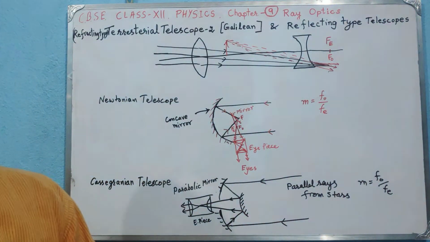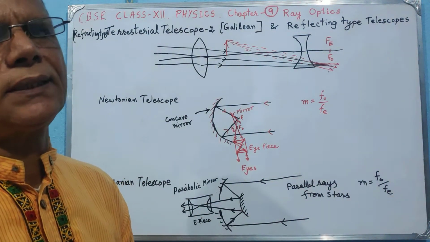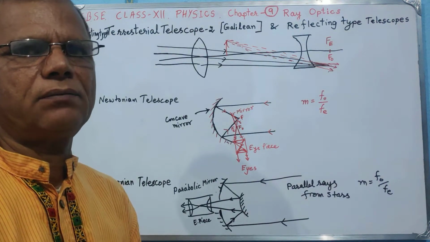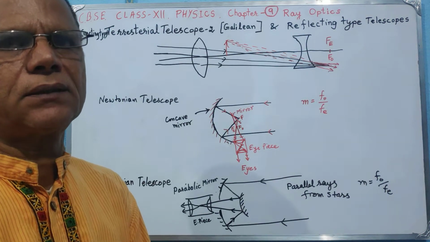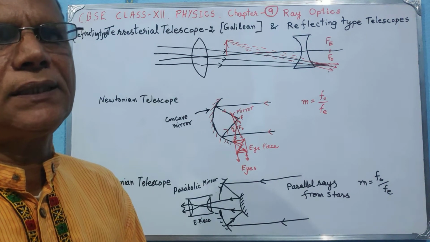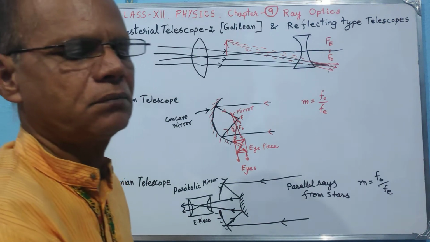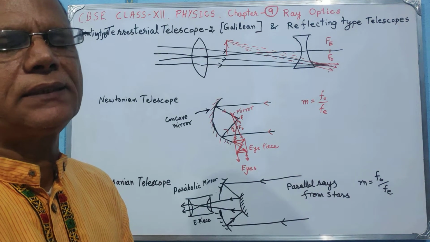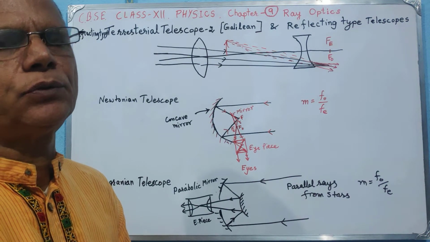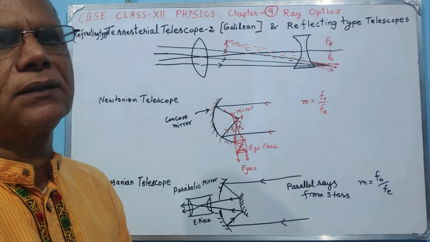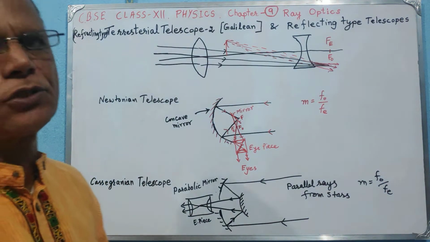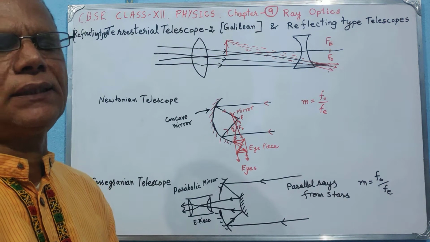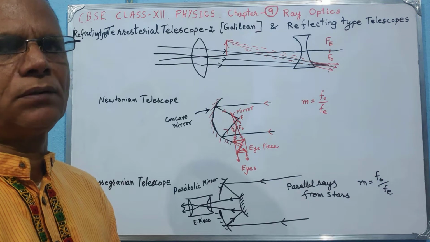Dear students, today we will talk about yet another type of terrestrial telescope. Earlier we talked about how we can make the final image erect with respect to the object. It was done by introducing an inverting convex lens in between the objective and eyepiece of a normal astronomical telescope. But in that case we found that it also increases the length of the telescope.